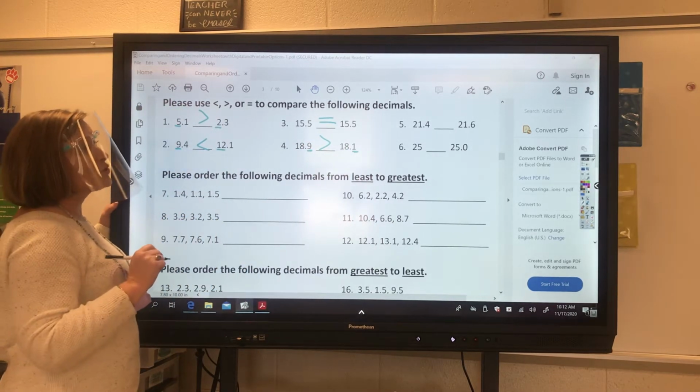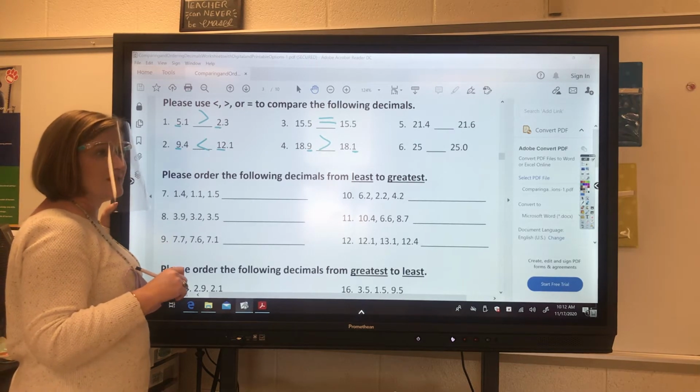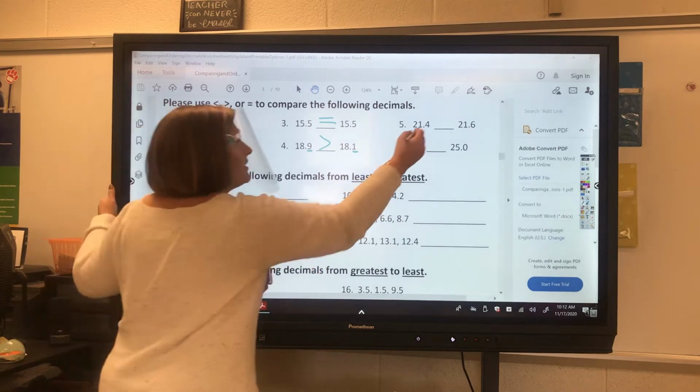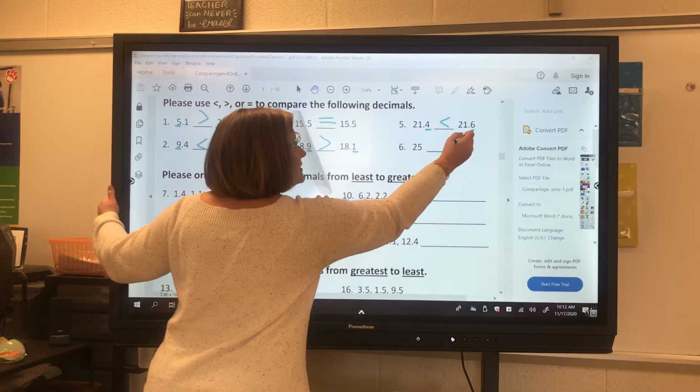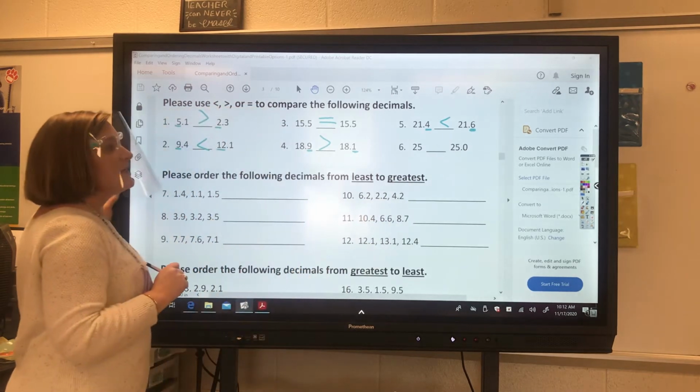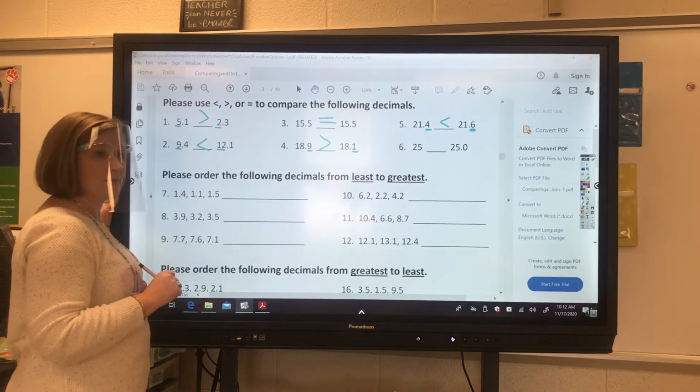Number 5. 21 and 4/10 is what to 21 and 6/10? Less than. Which place value did you look at? The 6 and the 4, the tenths place. 25 is what to 25 and no tenths? Equal.